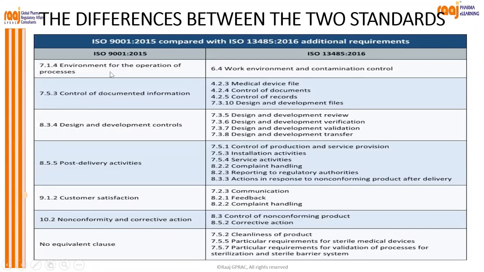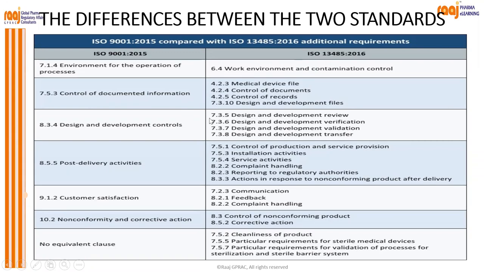So you can see that clause 7.1.4 talks about the environment for the operation of processes, which is similar in ISO 13485, but the clause number is 6.4, about work environment and contamination control. Clause 7.5.3 talks about control of documented information, so here in medical device 13485, we have to give the medical device file, then control of documents, control of records, and design and development files.